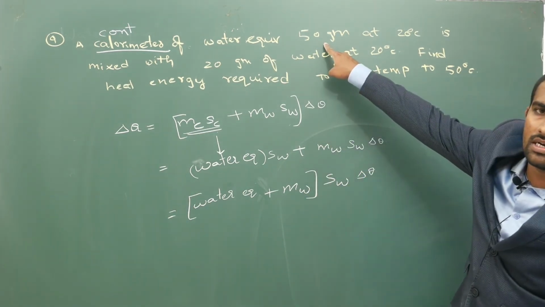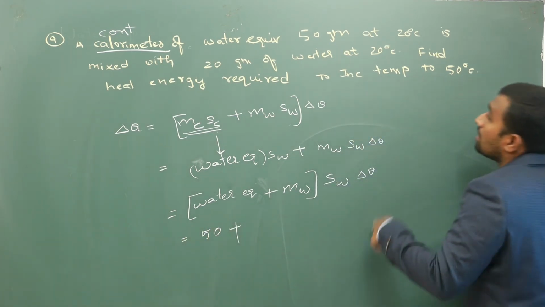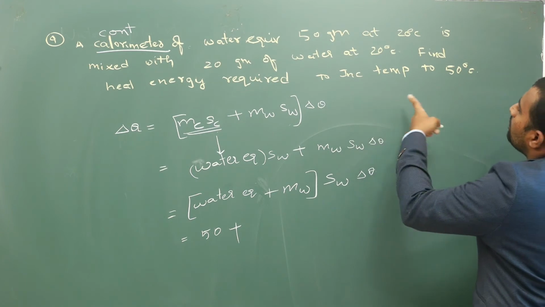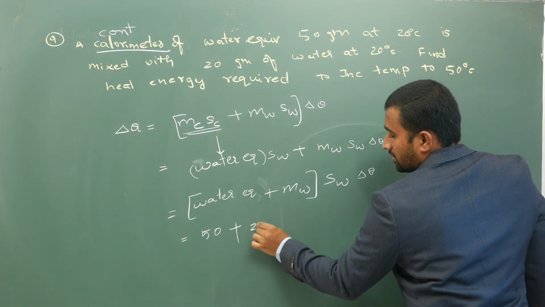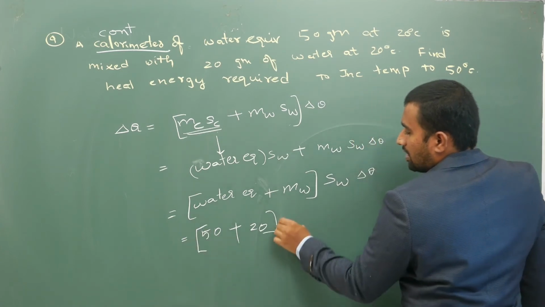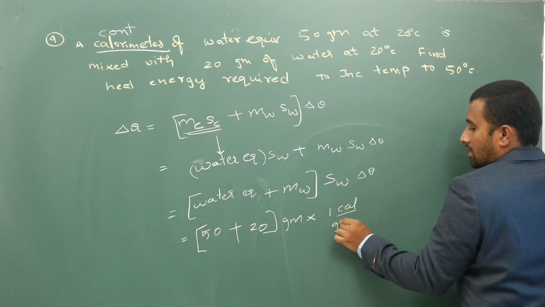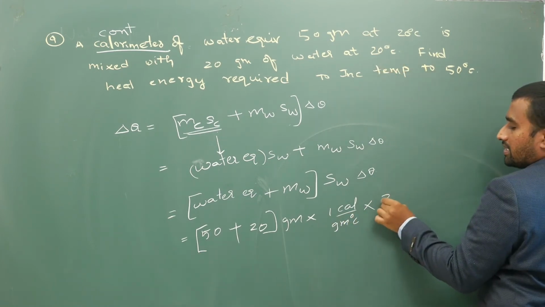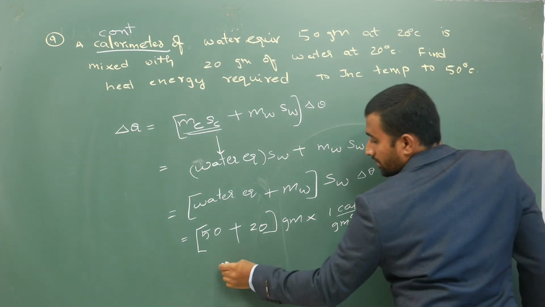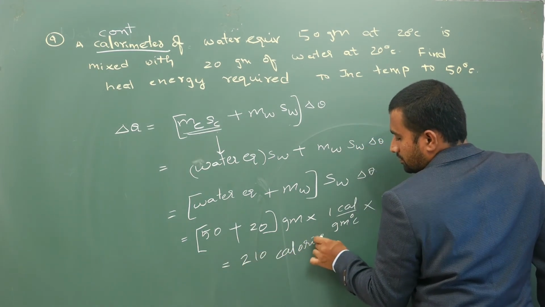Now your water equivalent is given as 50 grams. So this is going to become 50 plus your water, which is 20 grams, into specific heat of water, which is 1 calorie per gram degree centigrade, times your temperature difference, 50 minus 20, which is 30. So you are going to get approximately 210 calories.